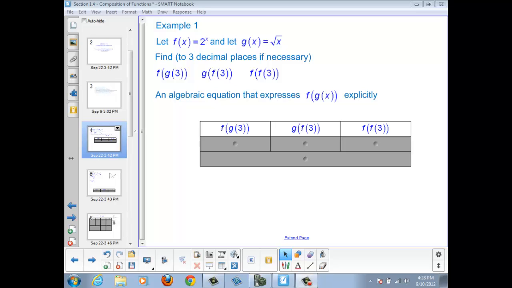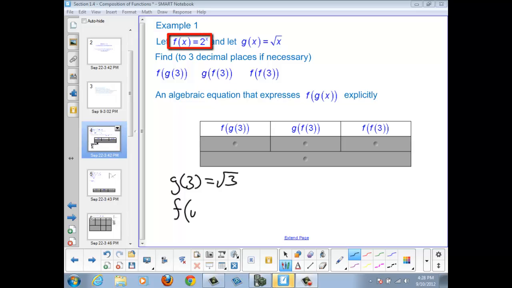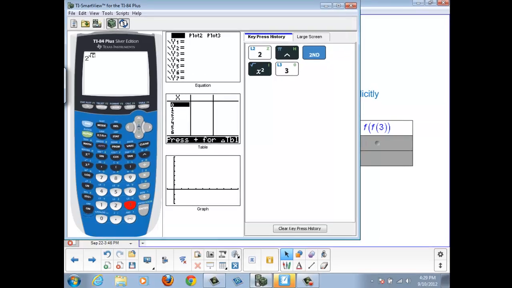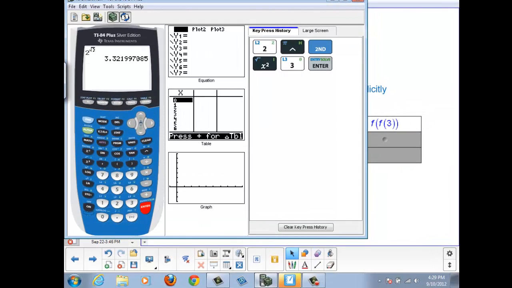So for f of g of 3, we're going to take the 3, the very inside value, and plug it into the next piece of information, g. So we plug 3 into g, and we get the square root of 3. G of 3 is the square root of 3. Now we're going to take that answer and plug it into f. So what I'm really looking for is f of the square root of 3, which would be 2 to the square root of 3. On the calculator, that's 2 raised to the square root of 3. Enter. We have 3.322 rounded to 3 decimal places.